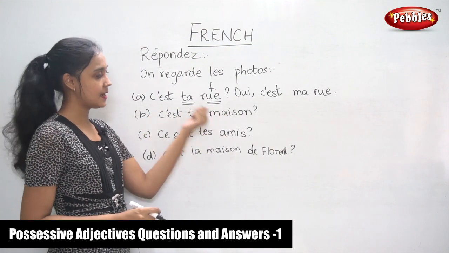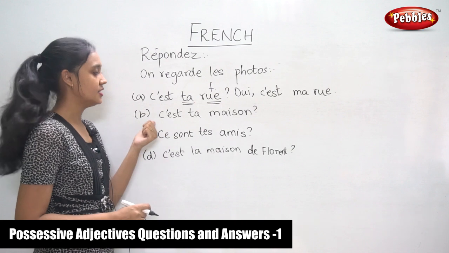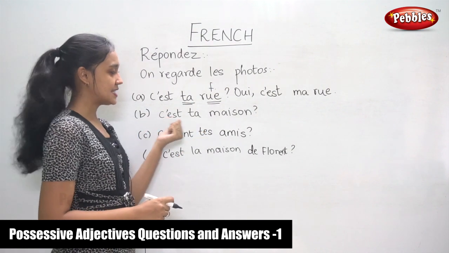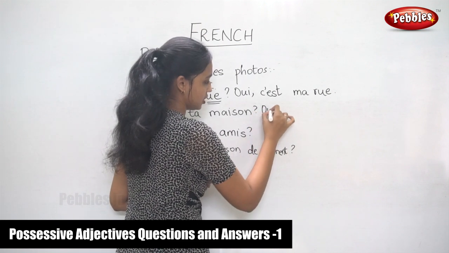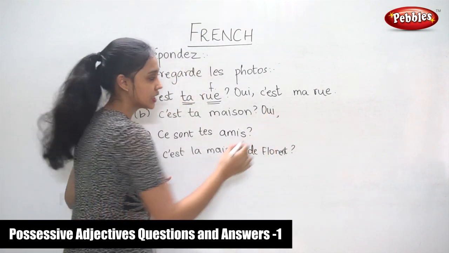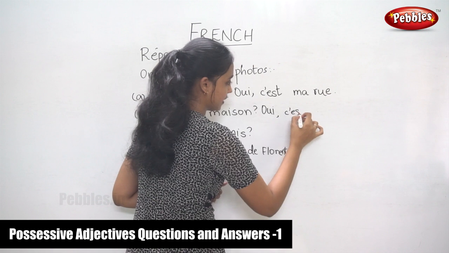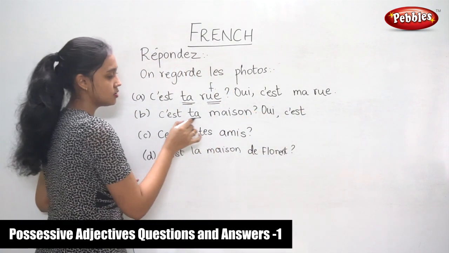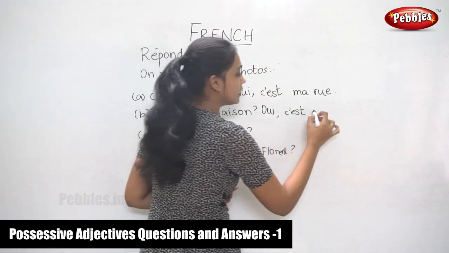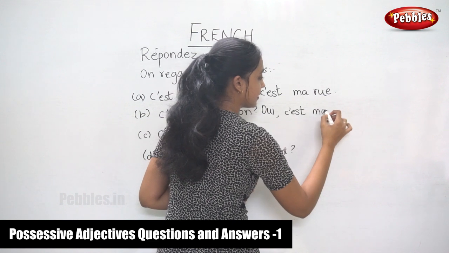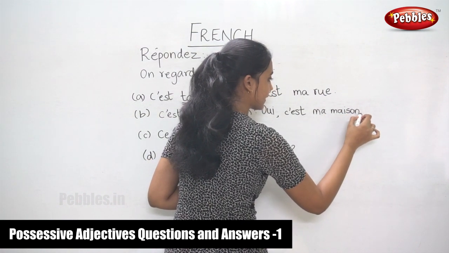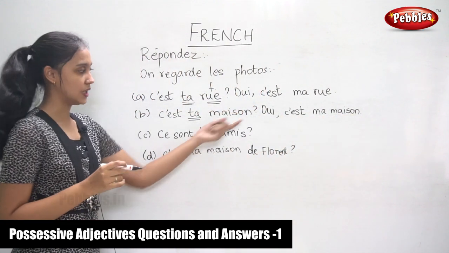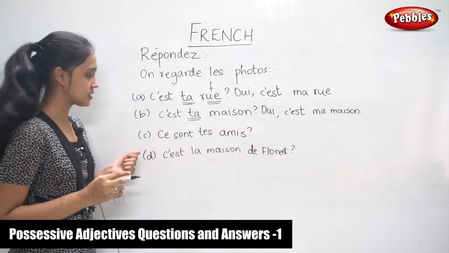The next question, c'est ta maison. It is the same format as the first question. It is your house. C'est ta maison. So, you will answer oui, c'est. In this case also, ta becomes ma. Ma maison. C'est ma maison. Yes, it is my house.